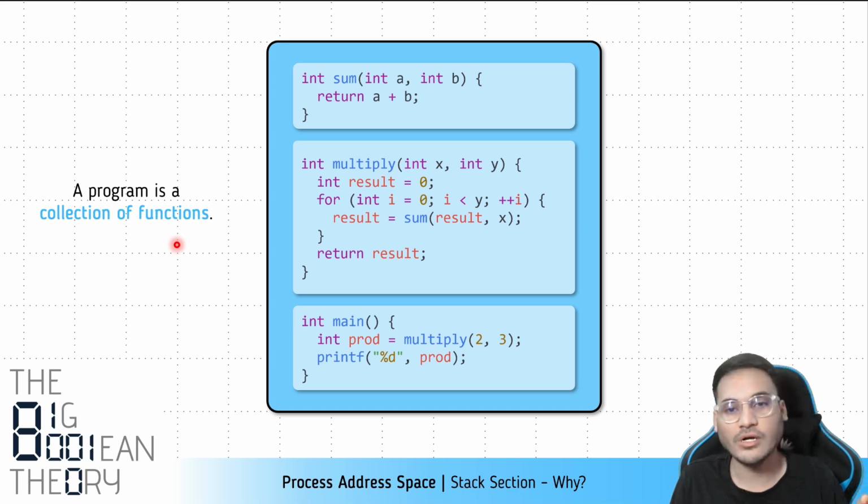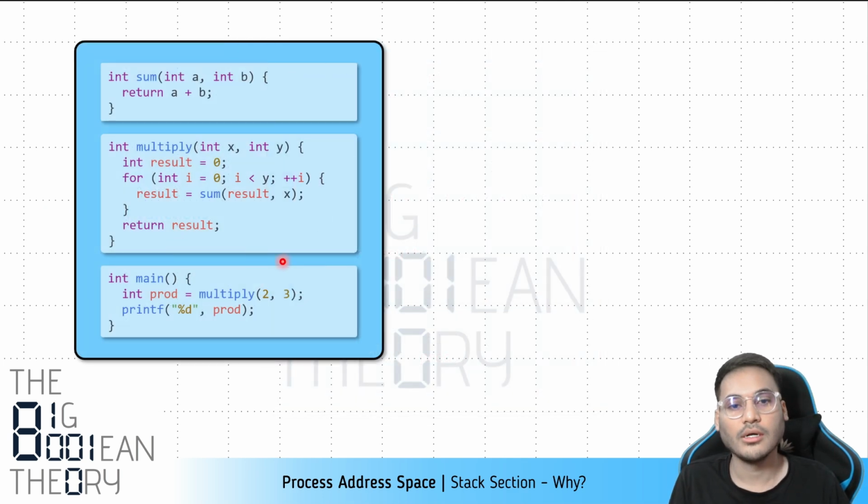but the point is that your program is a collection of functions. Now, this point, that a program is a collection of functions, has a very important consequence, and this will help us understand why we need a stack section in the memory. So let us execute this program, and while executing this program, we'll observe a property due to which we need a stack section in the memory.